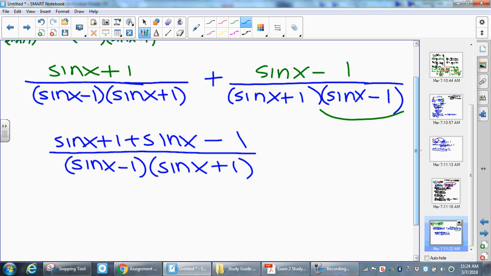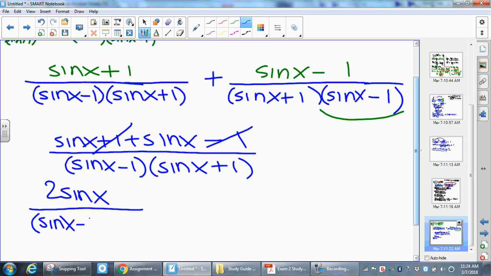And then what happens with the numbers? It would just be 2 sine x, because you cancel out. So 2 sine x over sine squared x minus 1. What did you say? You didn't say the same thing. Okay, but that's actually good. That was my next step, actually.